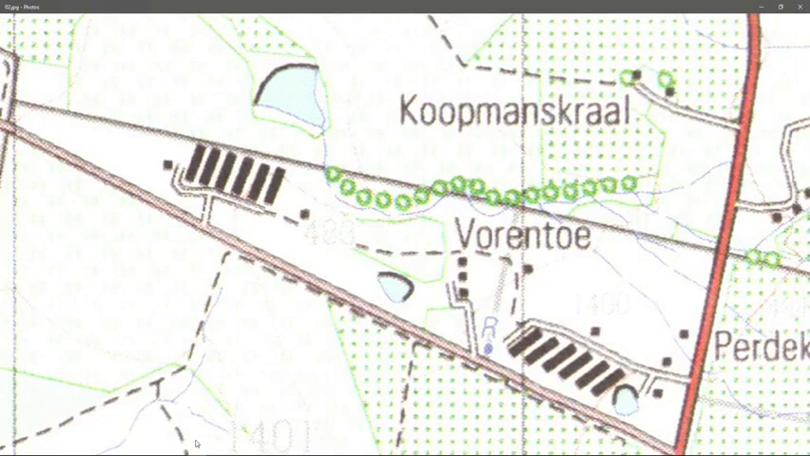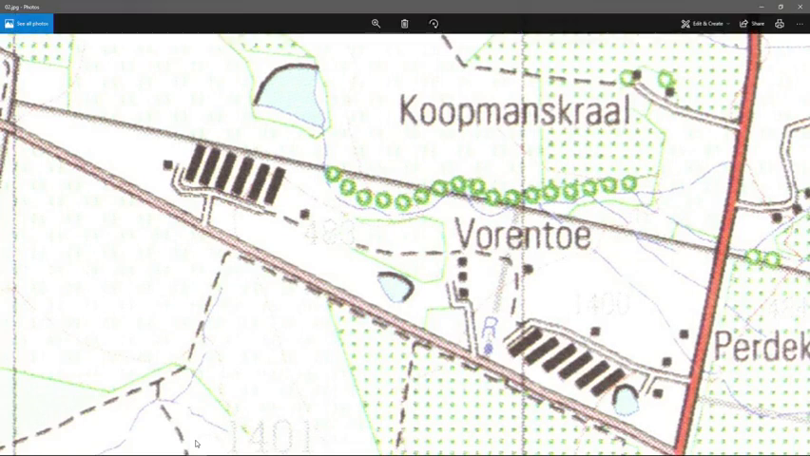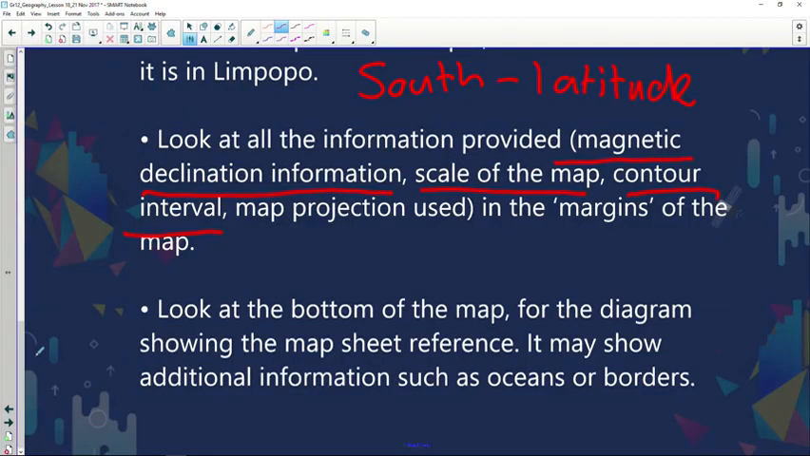Now what are the contour lines? It's all these brown lines. It represents altitude, height above sea level. It shows you the height above sea level, and the interval is 20 meters. Now if you look at the bottom of the map, there's a diagram showing the map reference. It shows you additional information such as oceans and borders if they are situated close to it.